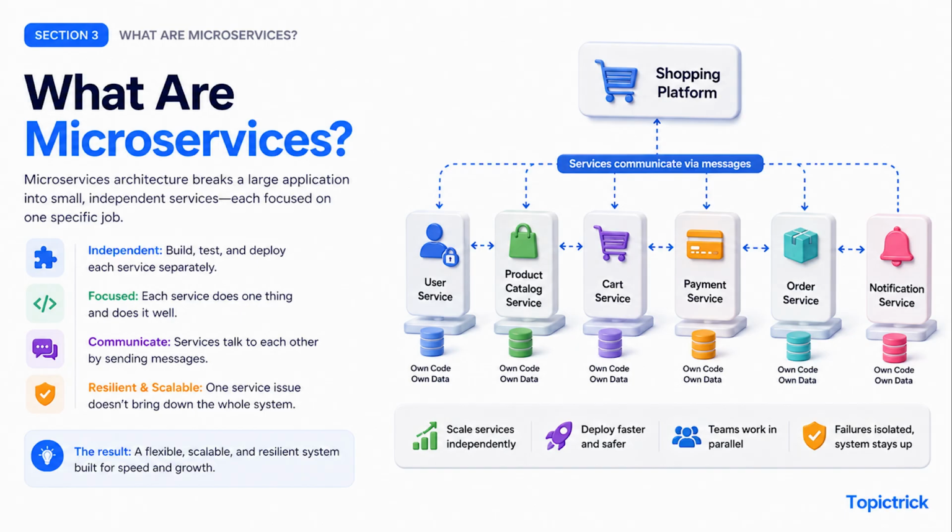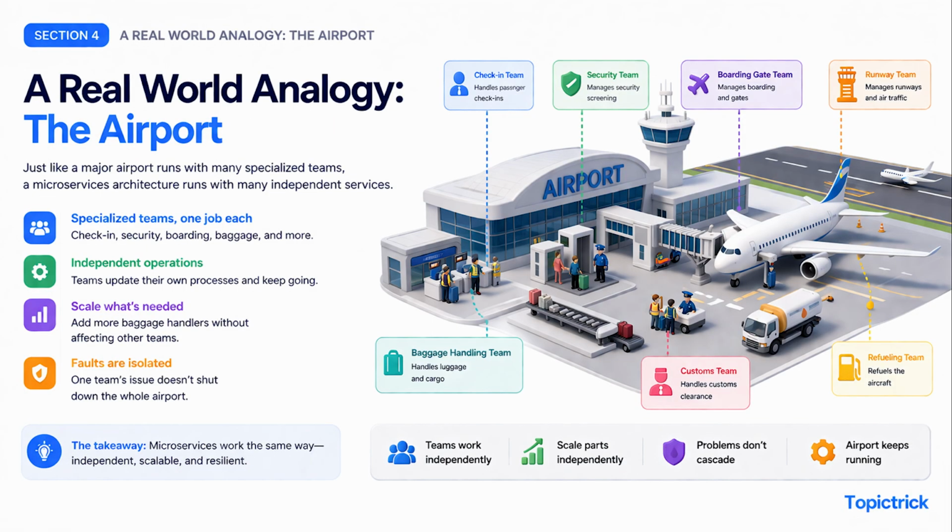Let us bring this to life with an analogy that most people can relate to. An international airport. A major airport does not have one person or even one department doing everything. There is a dedicated check-in team, a separate security team, a passport control team, a boarding gate team, a baggage handling team, a team managing the runways, a customs team.